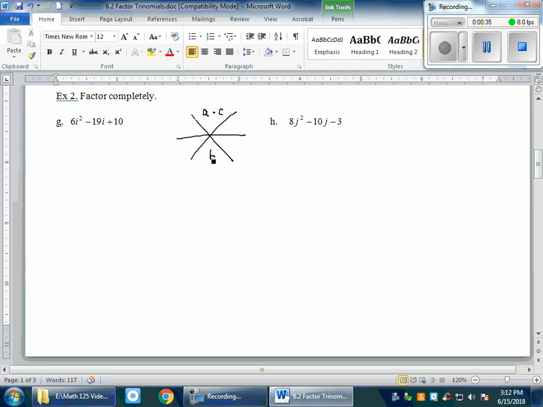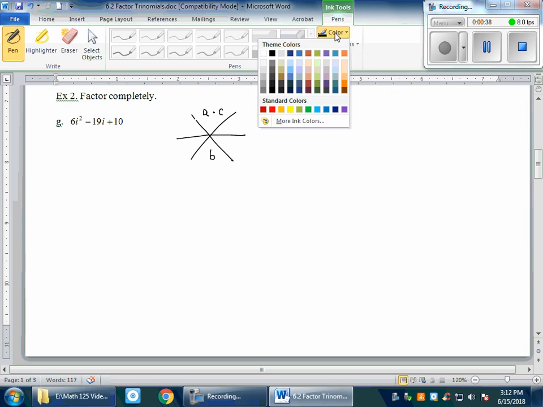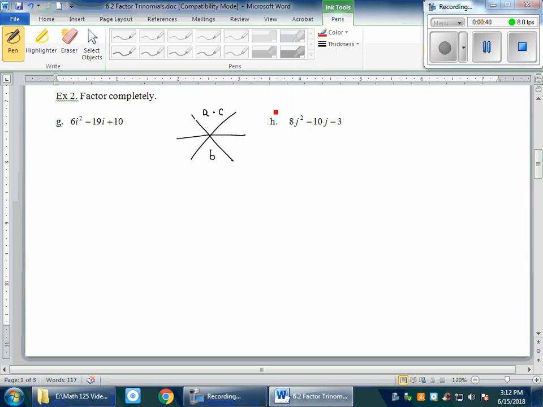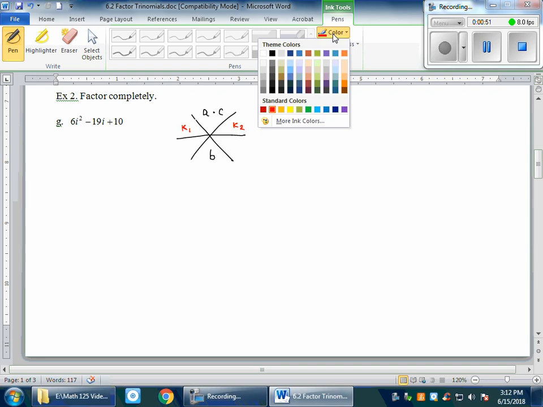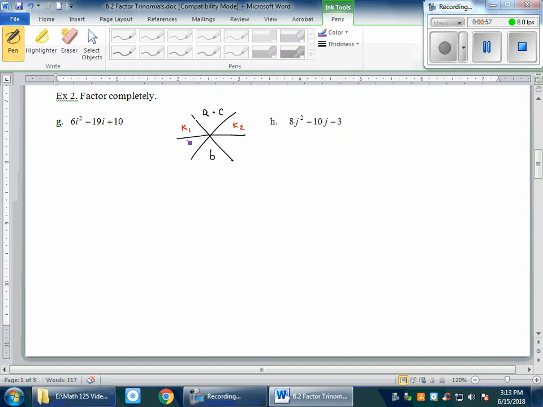And then after that, you're going to find two numbers that, when you multiply, will be equal to a times c, and add up to get your b. And then finally, after you find that, you're going to divide by your a in those case 1 and case 2, and then reduce. So those are the steps, right? You have to reduce that part also.